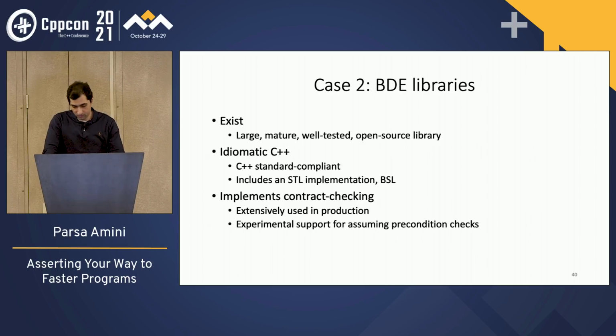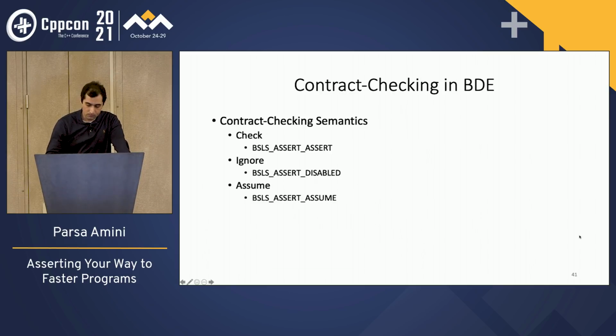The idea of this study is to assess the impact of assuming the many precondition checks in the BDE library on a systemic level and see how that impacts performance. How does contract checking in BDE work? We had 3 contract checking semantics that we discussed: enforcing, ignoring, or assuming preconditions. In BDE, you can control that with the following macros: BSLS_ASSERT_ASSERT, ASSERT_DISABLED, or ASSERT_ASSUME.